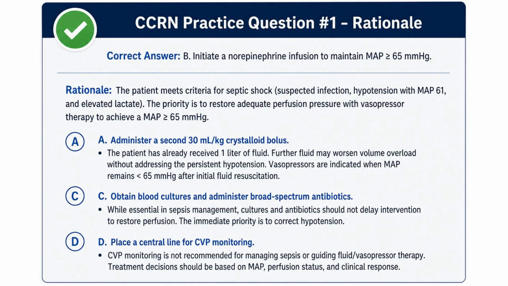Because the bundle says to apply vasopressors if the patient is hypotensive during or after fluid resuscitation. His MAP is still below 65 despite getting fluids. Your priority is to restore perfusion pressure now. Waiting to finish the entire bolus would be a dangerous delay. While the other actions are important parts of the bundle, none of them address the immediate life threat of persistent hypotension.